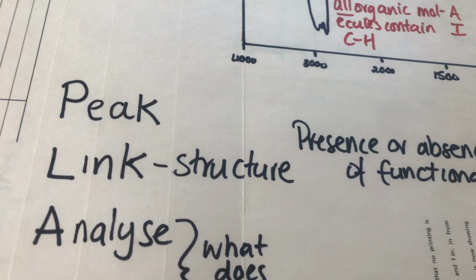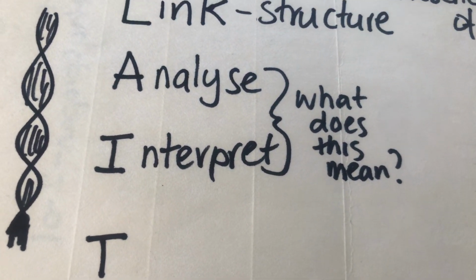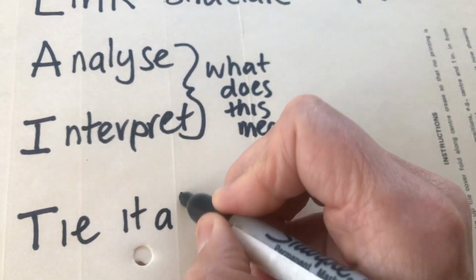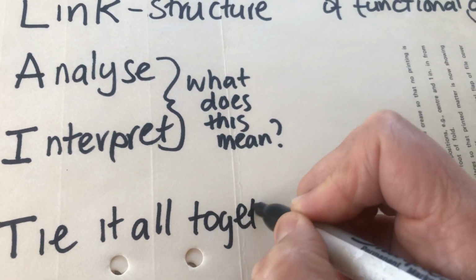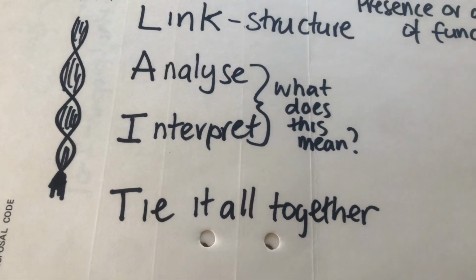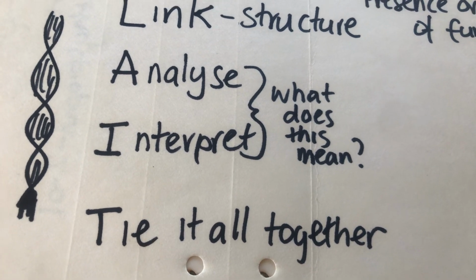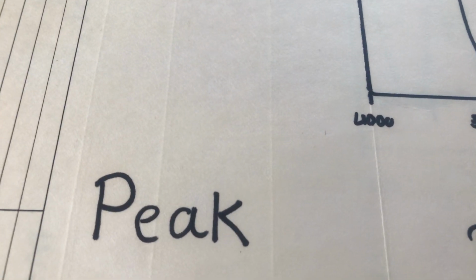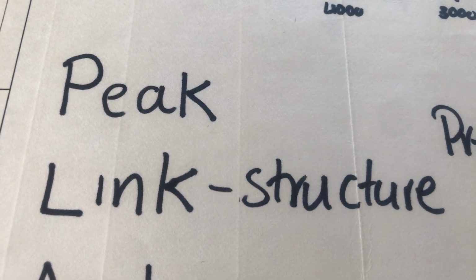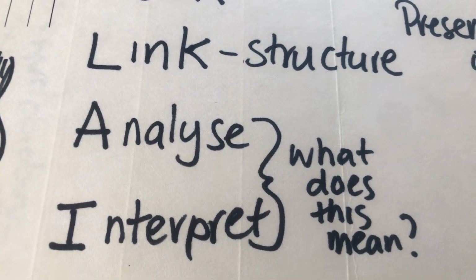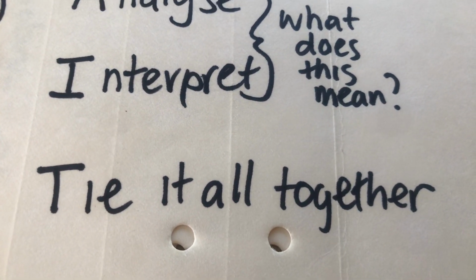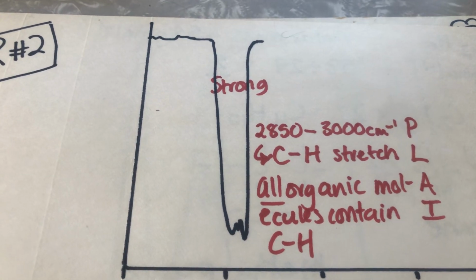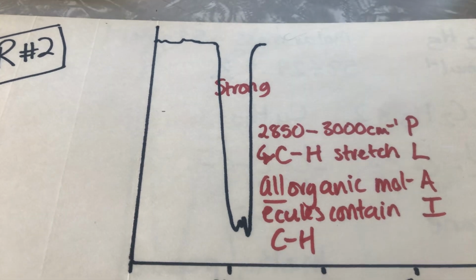And then my last one that I've put here, you know, sometimes you just have to make a word, but we do need to tie it all together. Now, this step often can't happen until you've got more than one piece of evidence, but it is important. It's the answer. It's what does all of the evidence mean together? So identify the peak clearly. Tell us what that links to, what part of the structure. Analyze, what does this mean? Tie it all together. Okay, so here is our first introduction to how to interpret an infrared spectra.